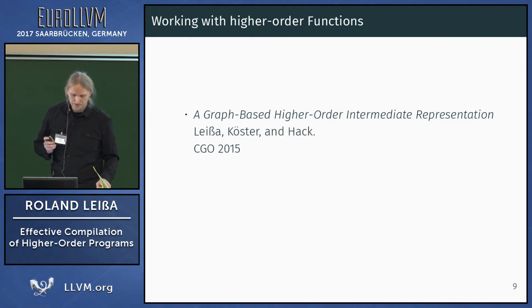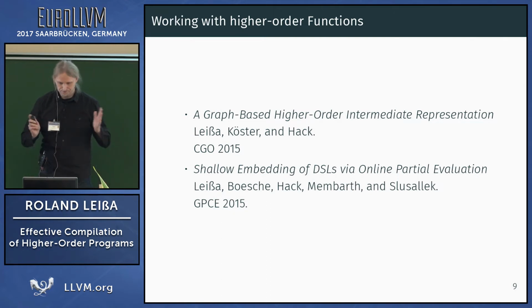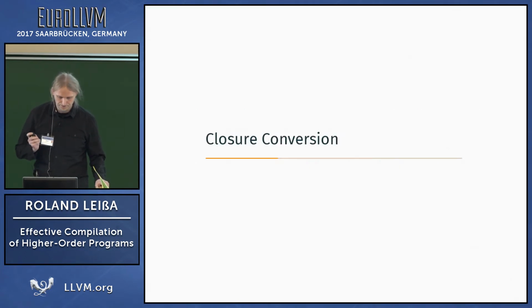If you're interested, the work I'm talking about today is published in the graph-based higher order intermediate representation at CGO. We're also doing other optimizations where it's really handy to have higher order functions in the IR in the first place. For instance, we are doing partial evaluation of higher order functions. Just another use case where this is useful for us.